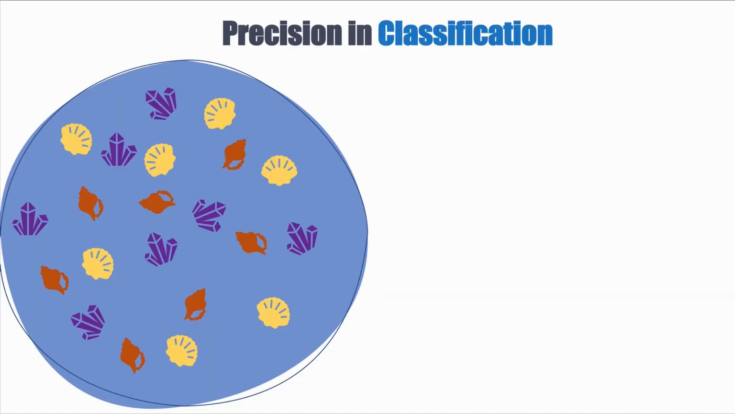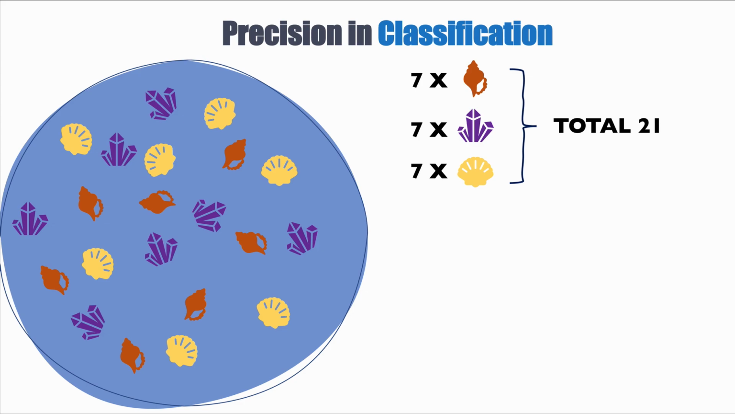Now, when we talk about regression, we saw that we could use very simple metrics like the mean square error, for instance, or the root mean square error. For a classification, though, it's slightly different. So let's look at an example. Imagine that we have this population here in blue that contains gastropods, bivalves, and quartz crystals. We have, in this case, 7 of each class. So that means a total population of 21.